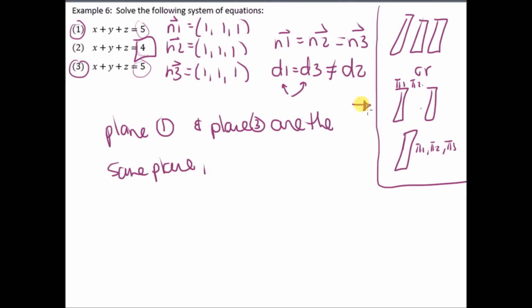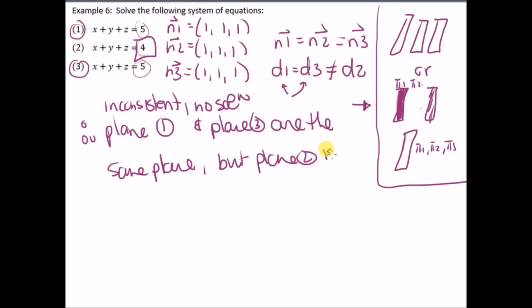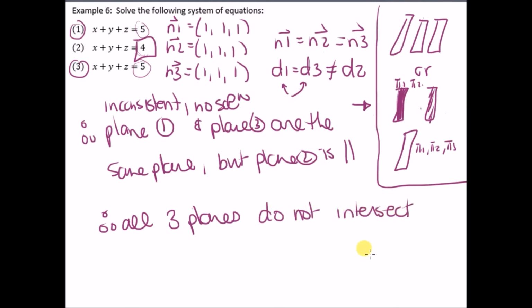The situation we have is right here. We have 2 planes that lie on top of one another, and then we have another plane that's just parallel. So we can conclude, therefore, inconsistent, no solution. Plane 1 and plane 3 are the same plane, but plane 2 is parallel. And we can say all 3 planes do not intersect. And that's it.